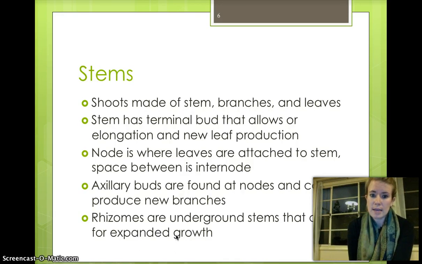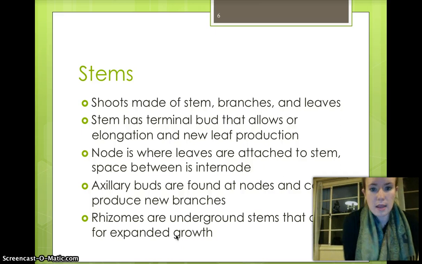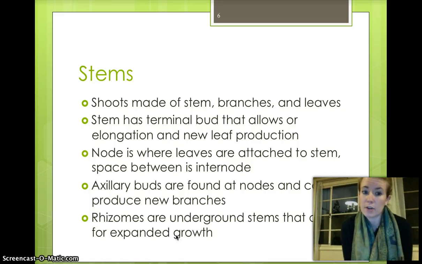Then next we have the stems. So this is part of the shoot system, and the shoots are made of stem, branches, and leaves, everything you see above the ground.